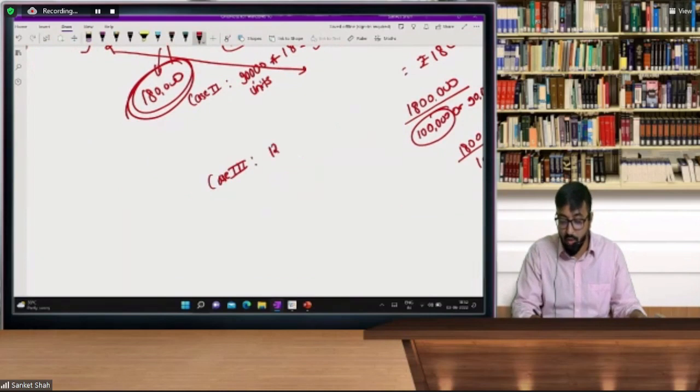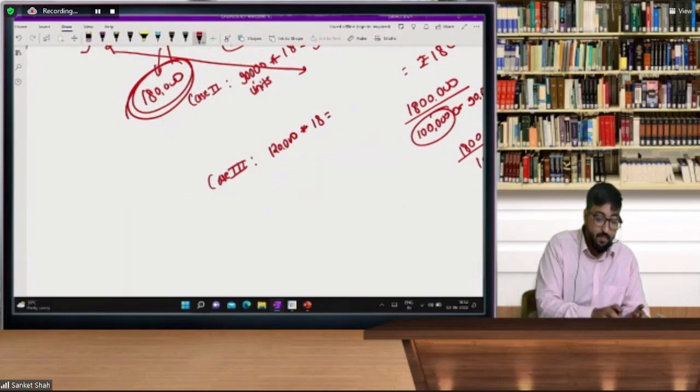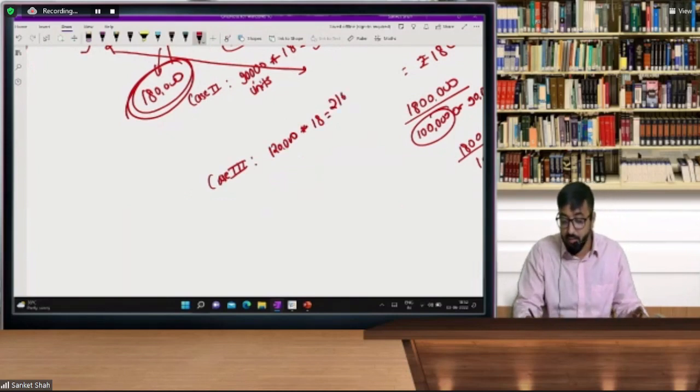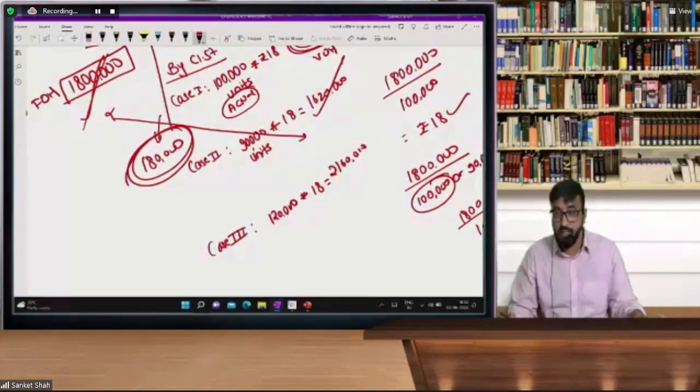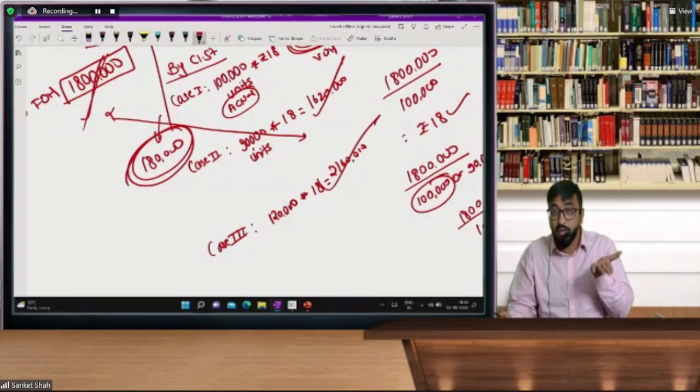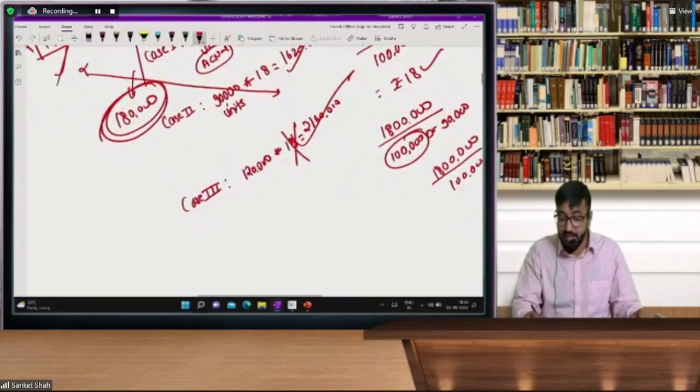I produce 1,20,000 units. Now friends, if I multiply by rupees 18, my answer will be 21,60,000. I spent from the pocket 18 lakhs rupees and my closing stock is showing the balance of 21,60,000. How is it possible? You should not record it beyond your cost. If your cost is 18 lakh rupees, how will your closing stock be 21,60,000? So multiplying by 18 is not correct.